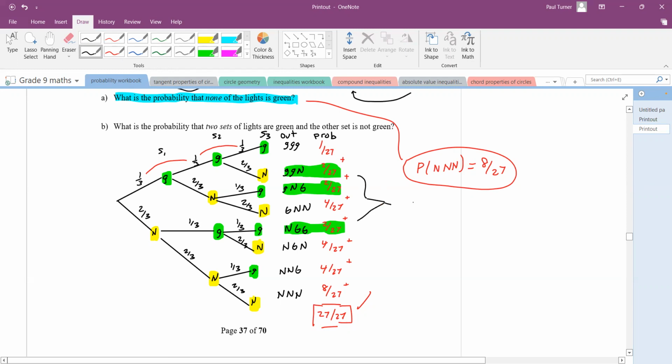So two sets of green could be written as probability of green, green, not green. Green, not green, green. Not green, green, green. So when you add them up, you got 2 on 27 plus 2 on 27 plus 2 on 27. That's going to give you 6 on 27, which is going to give you 2 on 9 as your final probability for question B.